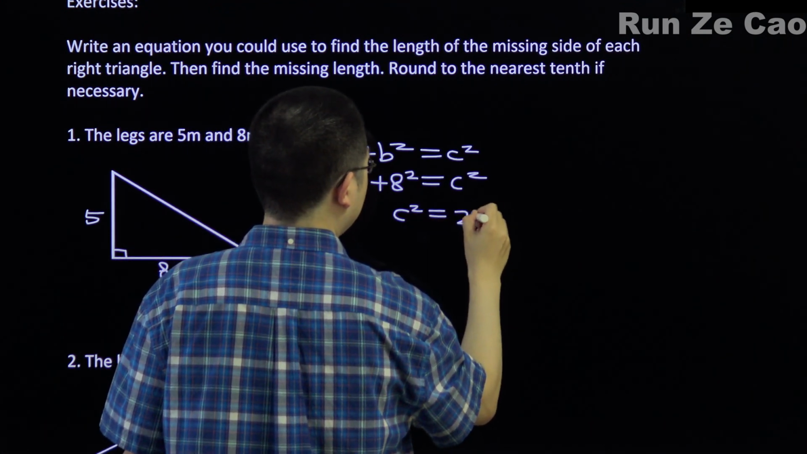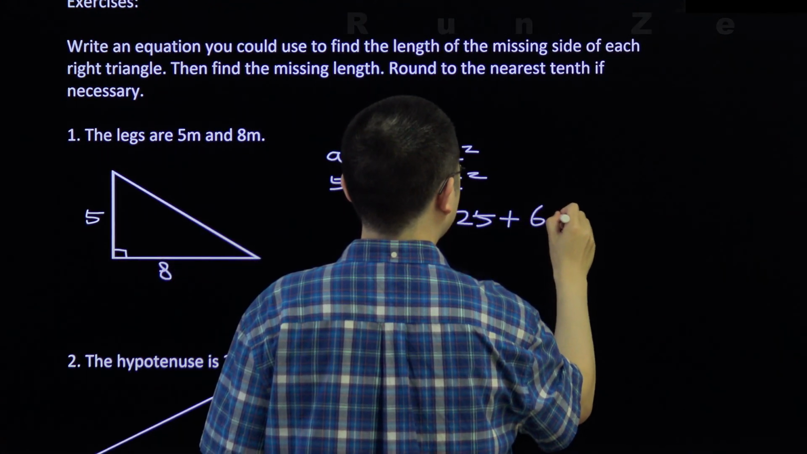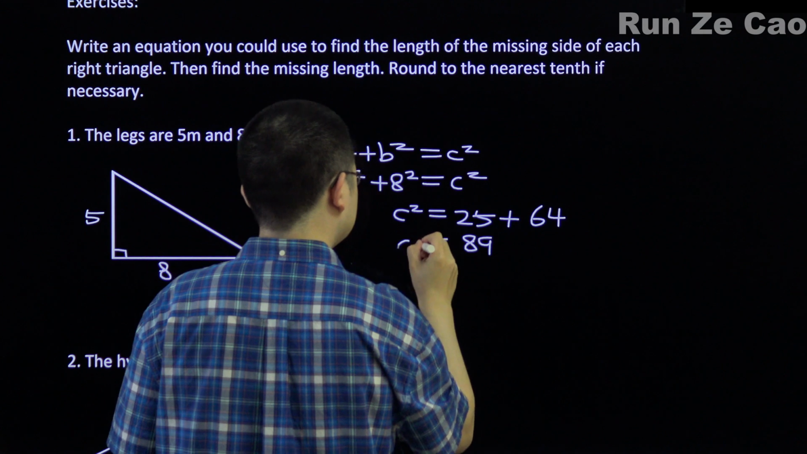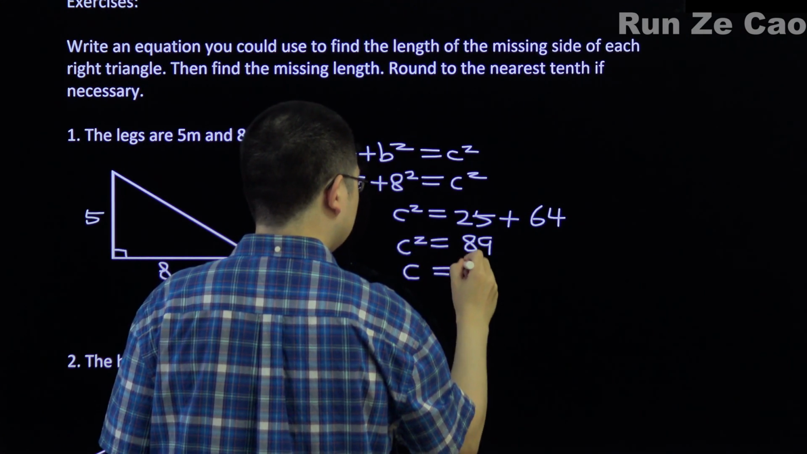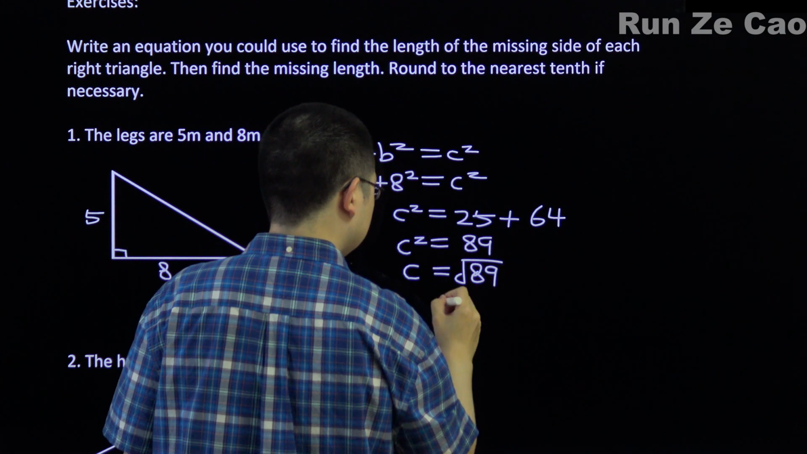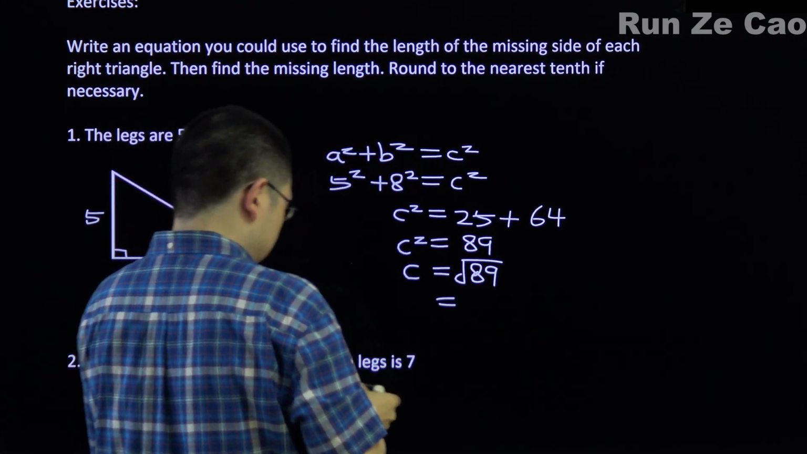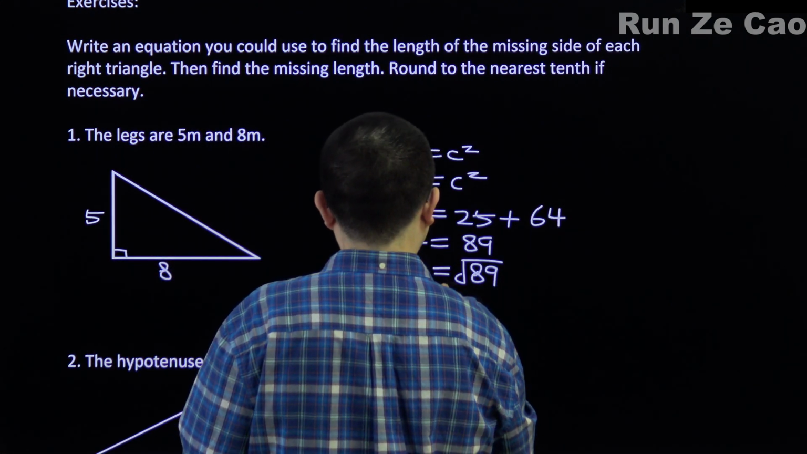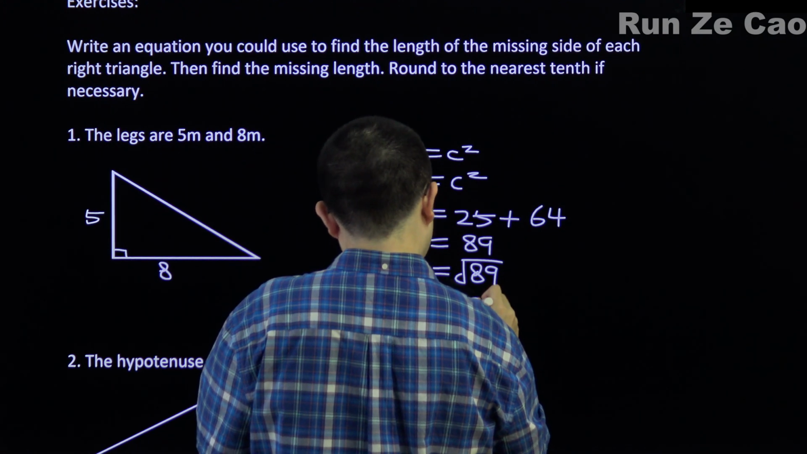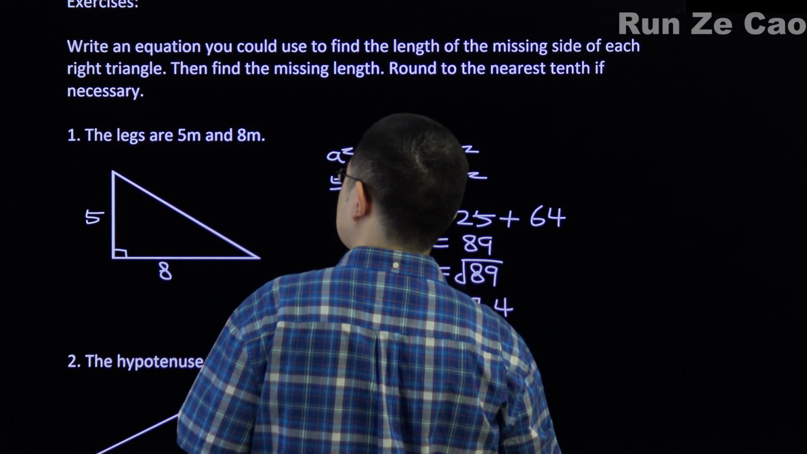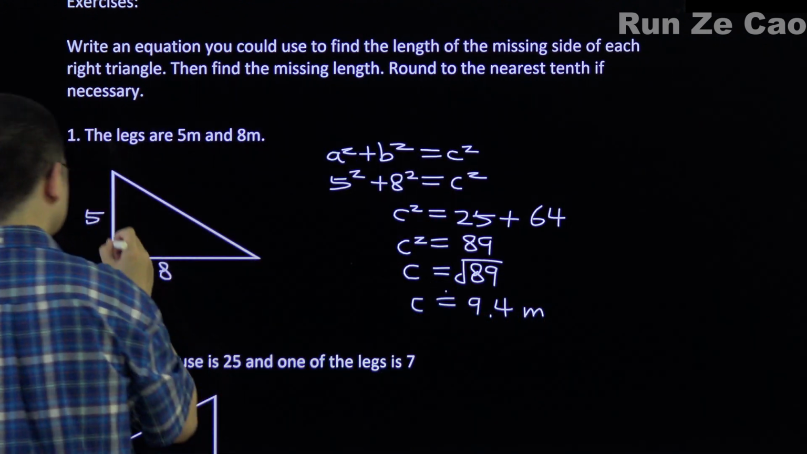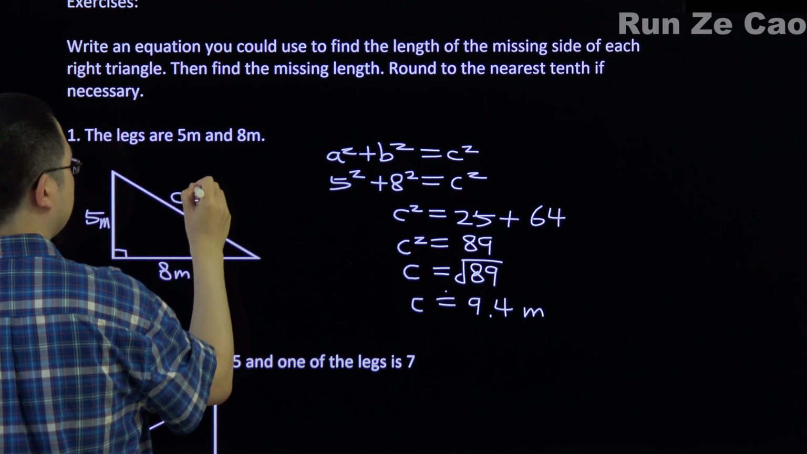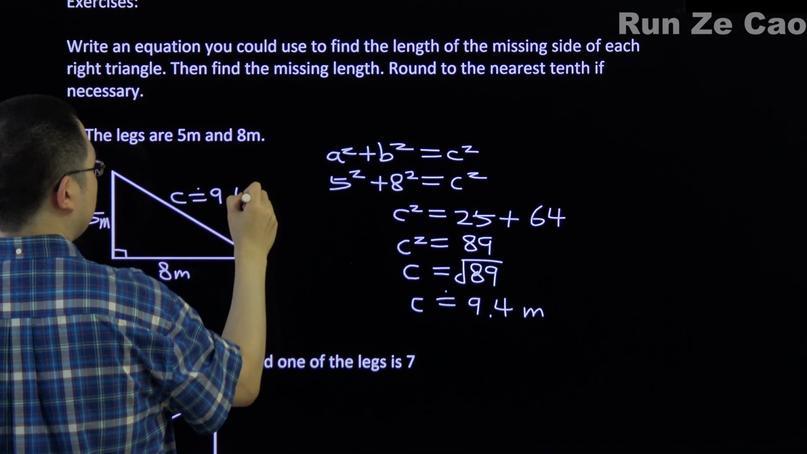So 25 plus 64. That leaves us with 89. C squared equals 89. C is equal to root of 89. So if we try that, round to the nearest tenth. Okay, C is approximately 9.4. And this is meters. 8 meters. C is approximately 9.4 meters.